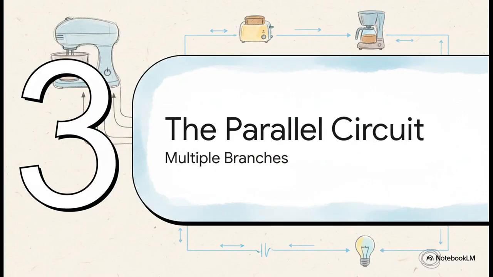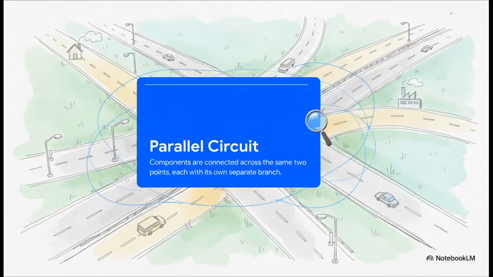Okay, so that explains the lights. But what about your kitchen then? How does that work? Well, that's because your house isn't wired like cheap Christmas lights. It uses a totally different setup, the parallel circuit. So with a parallel circuit, you don't have that single loop. Instead, every single component gets its own separate branch, its own little path back to the power source. It's not a one-way street anymore, it's a superhighway with multiple exits.